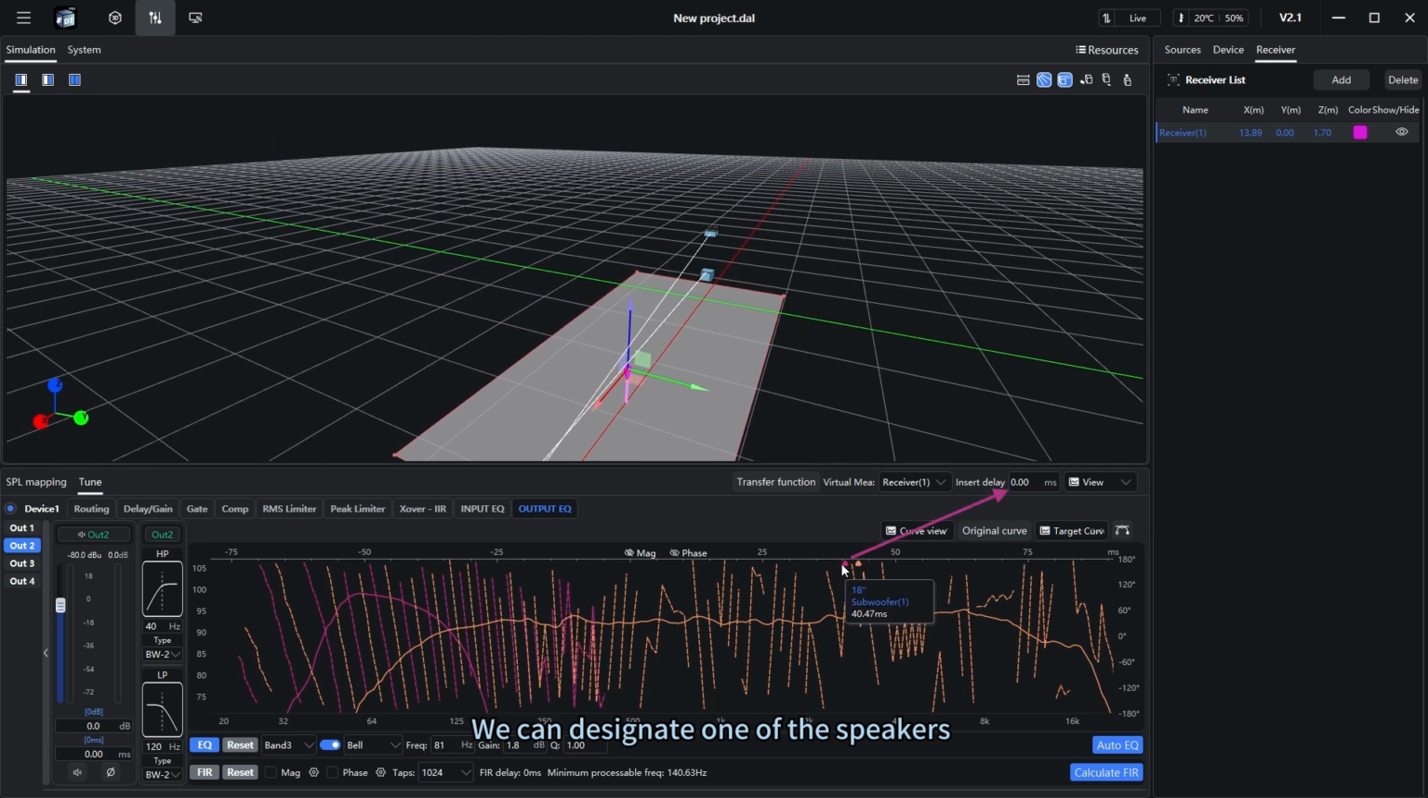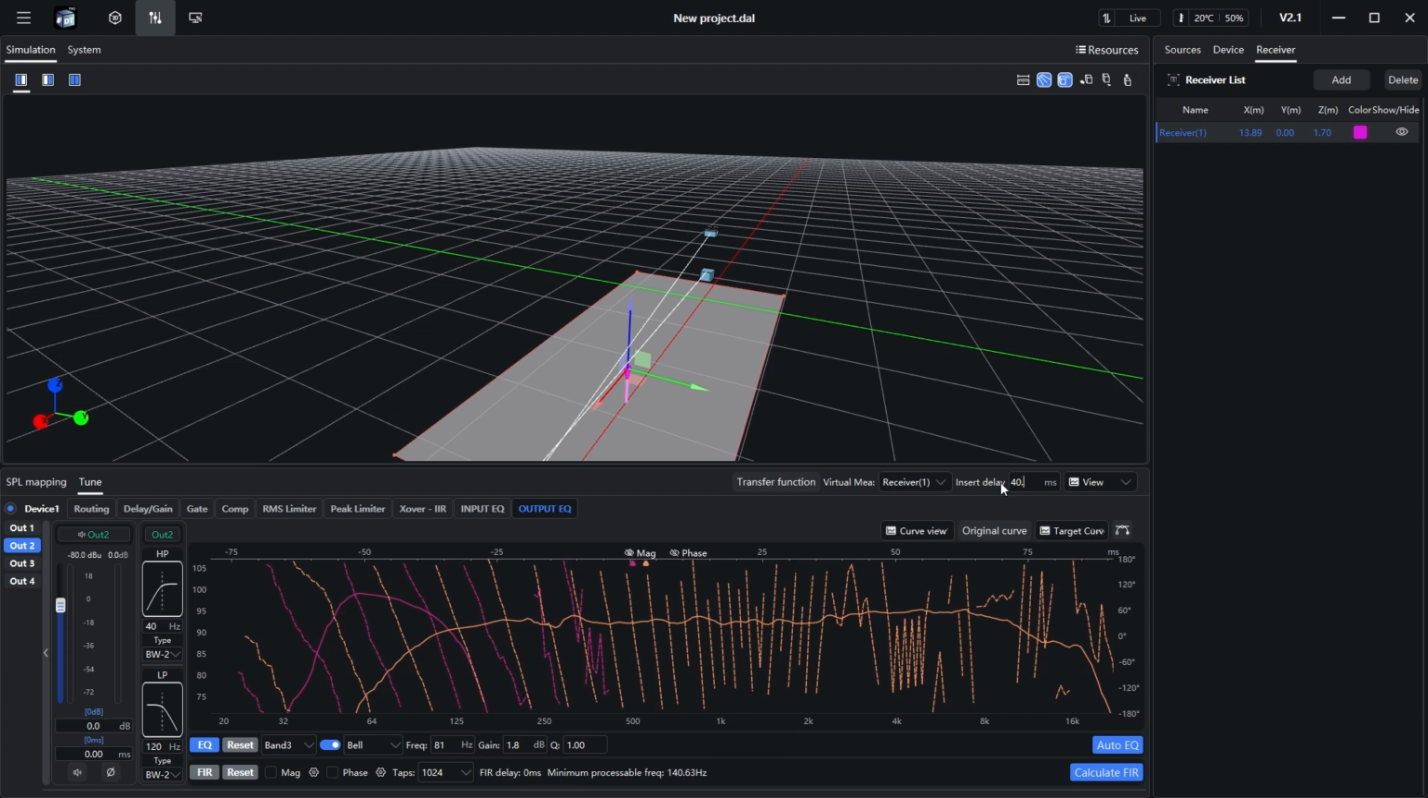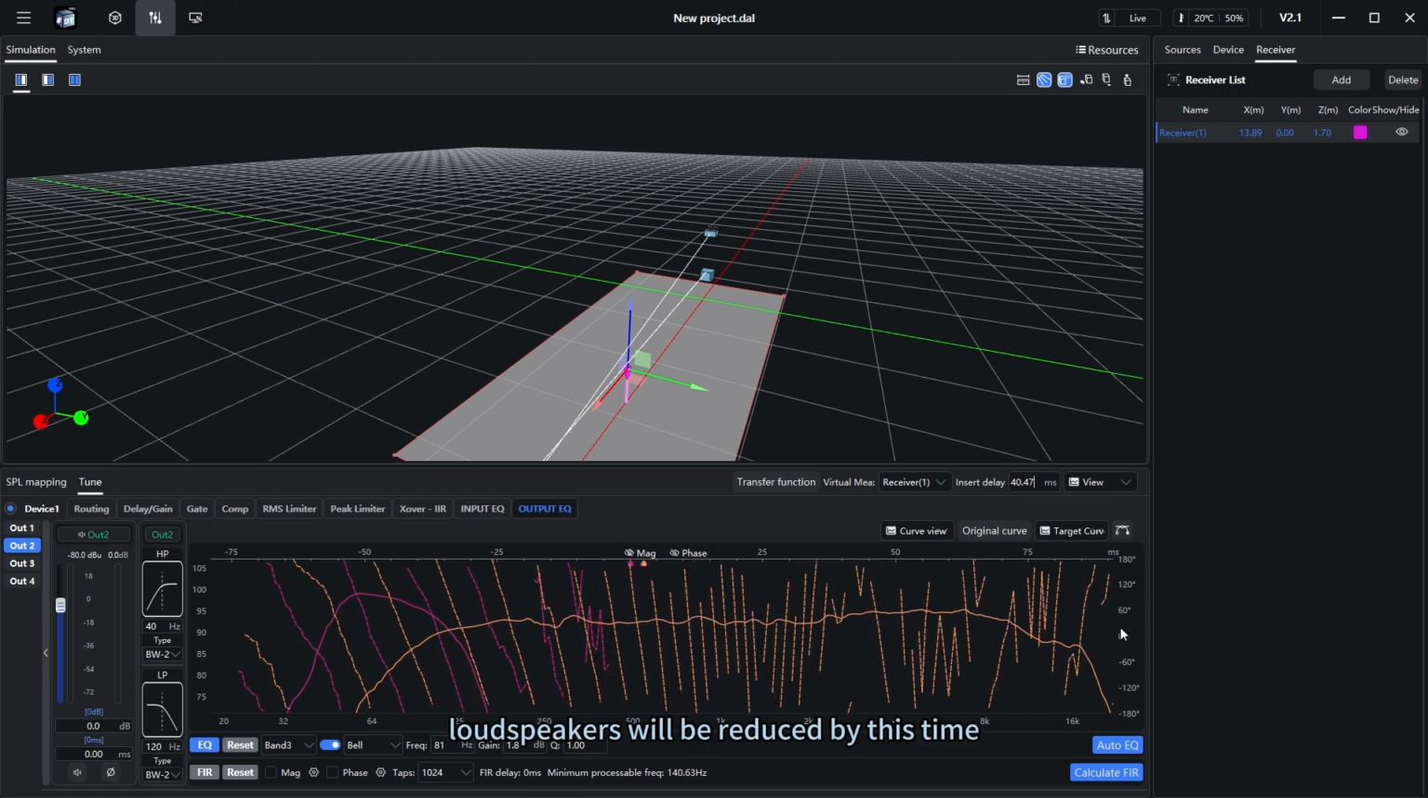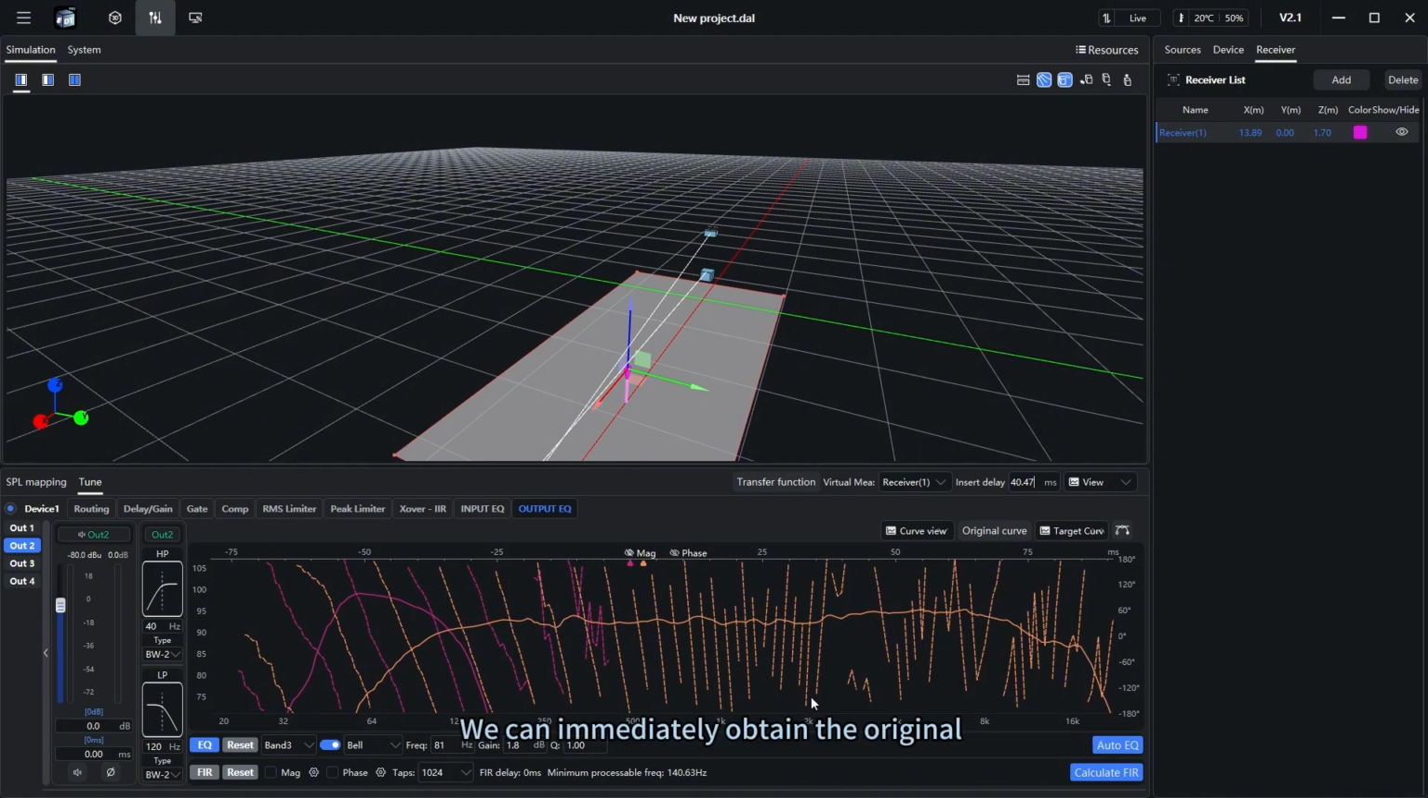We can designate one of the speakers as the reference sound source. Add its arrival time to the delay compensation. At this point, the arrival time for all loudspeakers will be reduced by this time. We can immediately obtain the original phase of the reference sound source and the relative phases of other sound sources. Its function may be understood as the insertion delay feature for transfer function measurements.